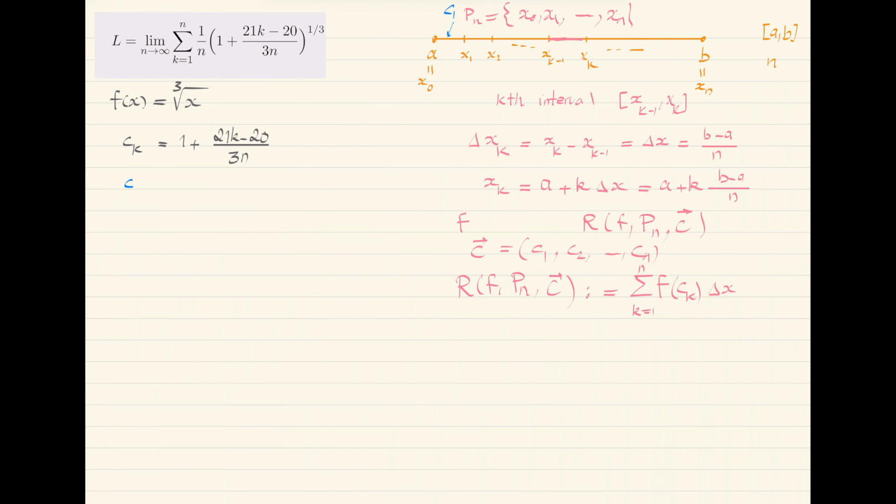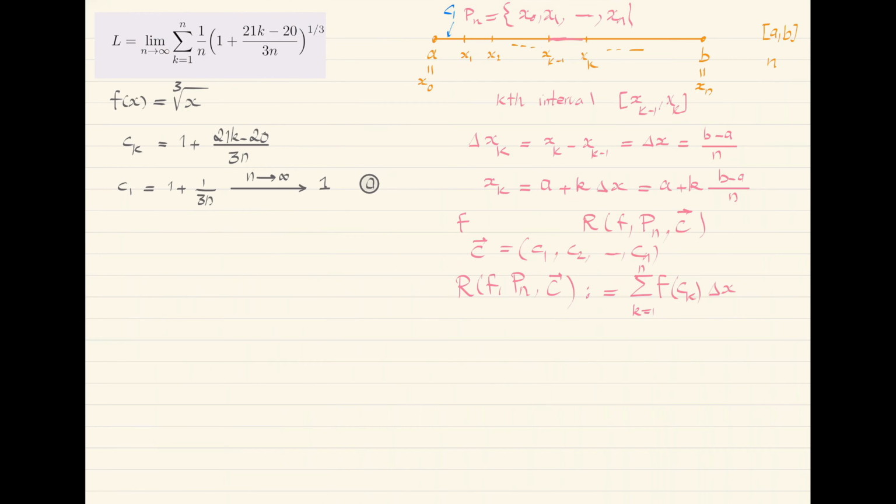So I will calculate c_1 here. It means that I replace k with 1. So this becomes 21 minus 20, which is 1, over 3n. And if I send n to infinity, what happens? The second term vanishes and I get 1. So my guess is that this 1 is going to play the role of my a.